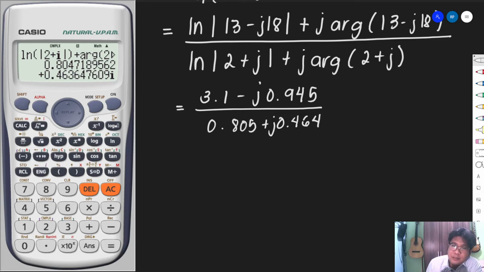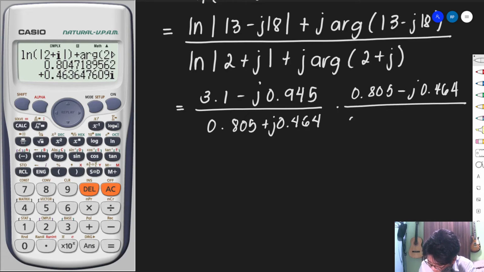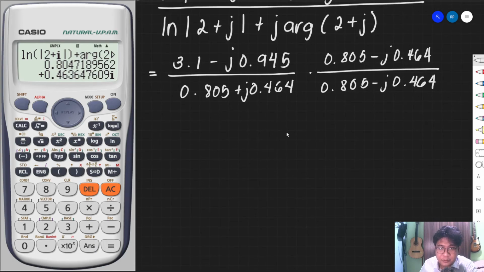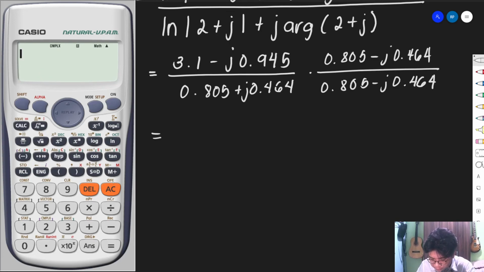Again, kapag meron tayong ganitong klase ng complex number, kailangan nating alisin yung nasa denominator. So, apply tayo ng conjugate. So, we have 0.805 minus j 0.464 over 0.805 minus j 0.464. Therefore, ang bago nating numerator ay equivalent to, actually pwede nyong i-calcu to. So, rekta nyo na sa calcu. We have 3.1 minus j 0.945. But the proper way of doing this is FOIL method, of course.